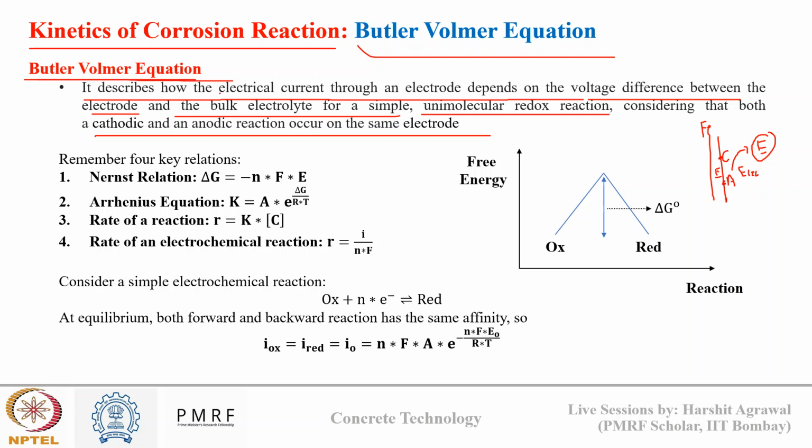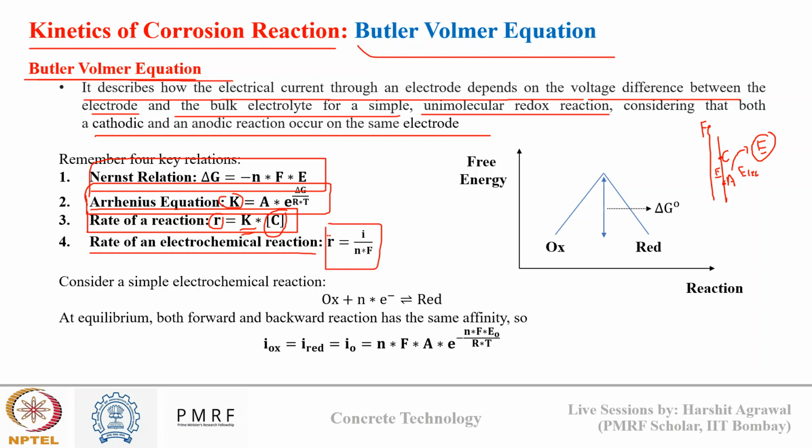This equation is derived using four key relationships. First is the Nernst equation that we have already seen. Second is the Arrhenius equation that defines the rate of a reaction and its dependence on the free energy of the reaction. Third is the rate of a reaction, which is the reaction coefficient times the concentration of the reactant. And fourth is the rate of an electrochemical reaction, which represents the relationship of the rate of reaction with the current that is flowing. These are the four key relationships that are used to derive the Butler-Volmer equation.